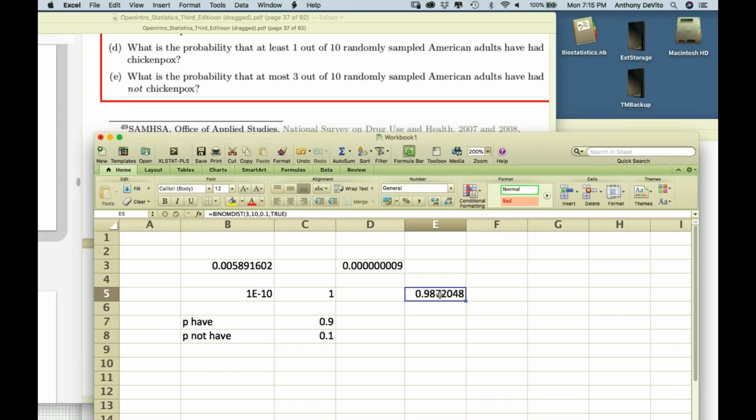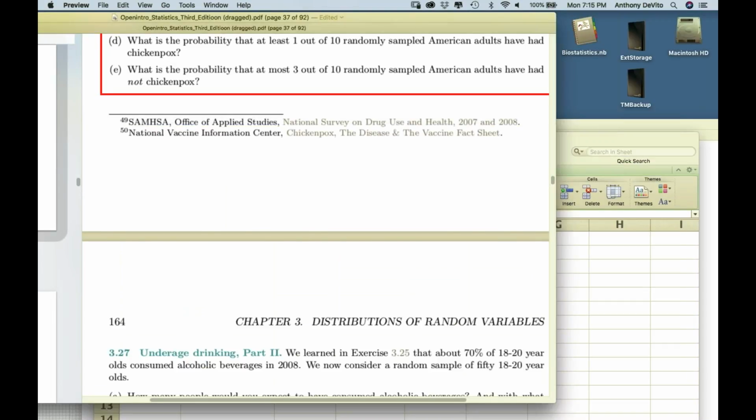Okay, of course, the most likely scenario is 9 out of 10 would have had chickenpox, or 1 out of 10 would not have had chickenpox, right? So either one of those two is the most likely scenario, depending on if you're looking at the probability of having it or the probability of not having it. Okay, so let's move on from that one.